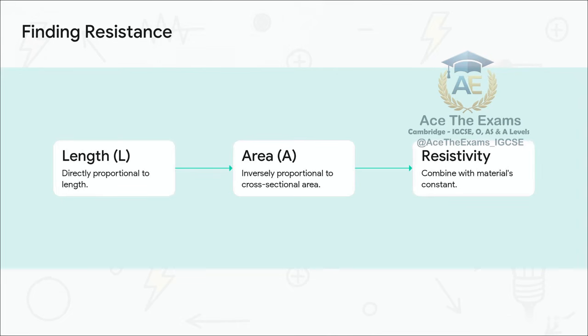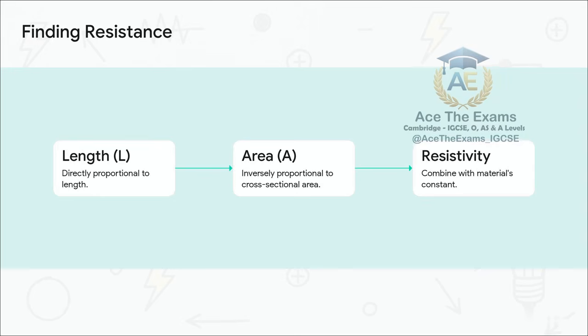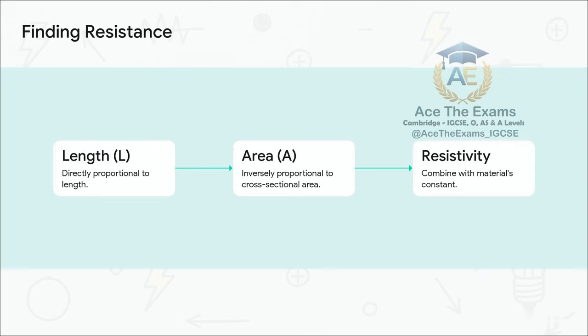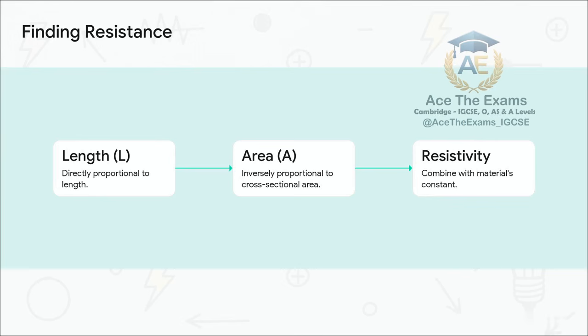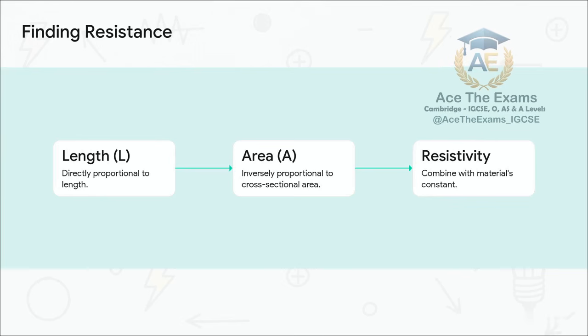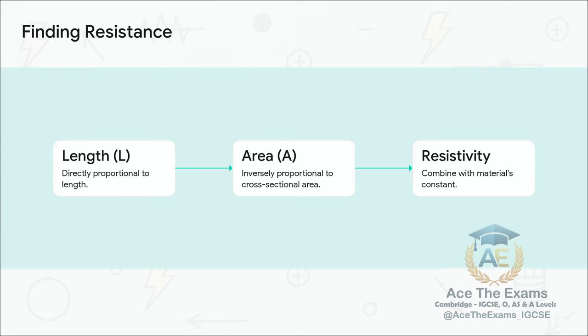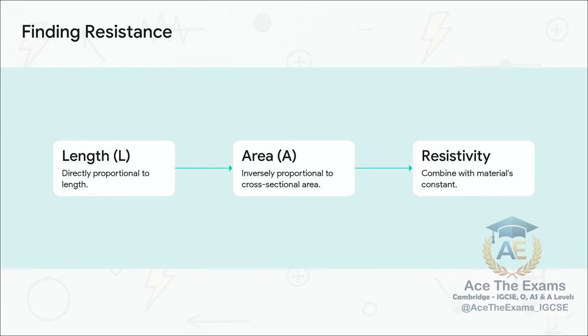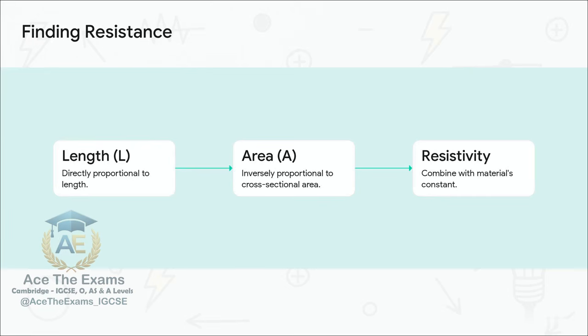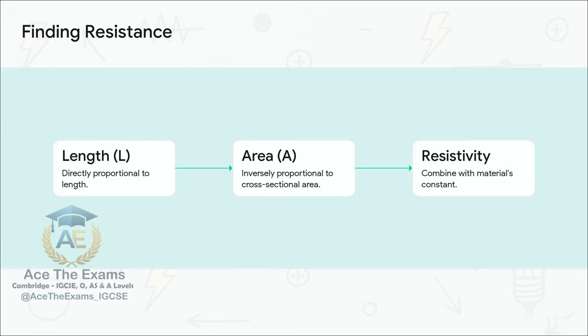Step 3. We combine these geometric factors with a constant of proportionality called resistivity, represented by the Greek letter rho. Resistivity is an inherent property of the material itself. Copper has a completely different resistivity than tungsten or nichrome. Putting it all together gives us the master formula. Resistance equals resistivity times length divided by area. R equals rho L over A.